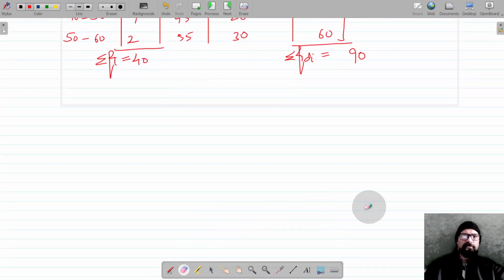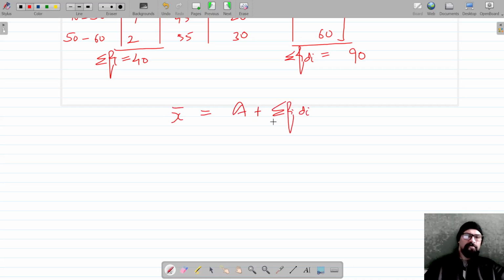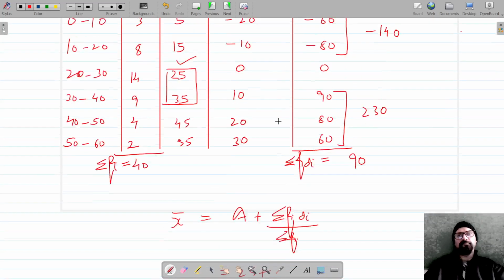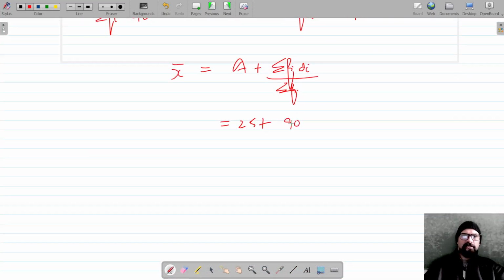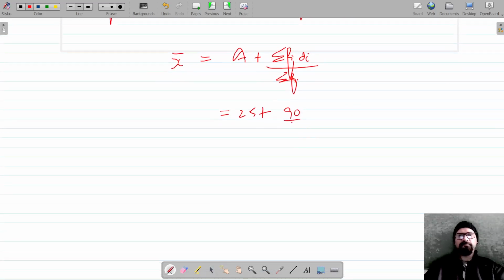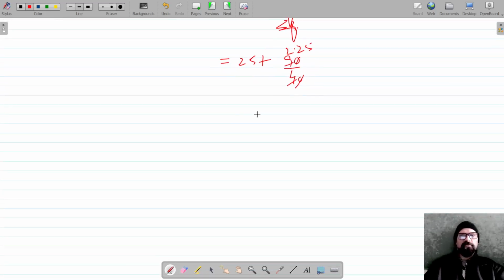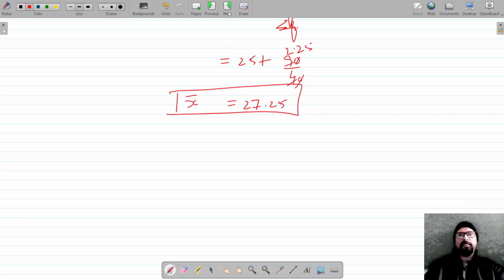Now let's find out the mean. Now mean for the assumed mean method is given by A plus sigma Fi into Di by sigma Fi. So assumed mean is 25. This is the assumed mean 25. And sigma Fi into Di is 90, has to be divided by 40. So 2.25, and 25 plus 2.25 is 27.25. So 27.25 is the mean for this.